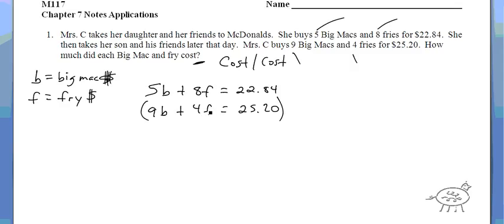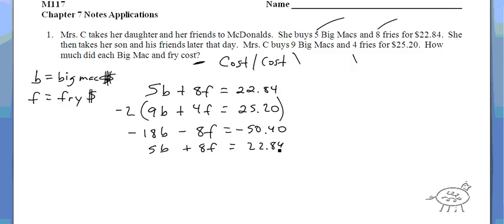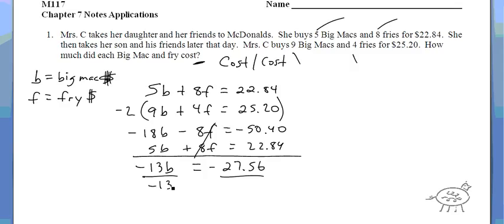And if you see, we have a 4F here, and we have an 8F, so I'm just going to multiply this equation by -2. So I get negative 18B minus 8F is equal to negative 50.40. And then I'll write the other one underneath: 5B plus 8F equals 22.84. And we get negative 13B. The F terms cancel out, which they should, because that's what happens in the elimination method. And we get negative 27.56. Divide this by negative 13.